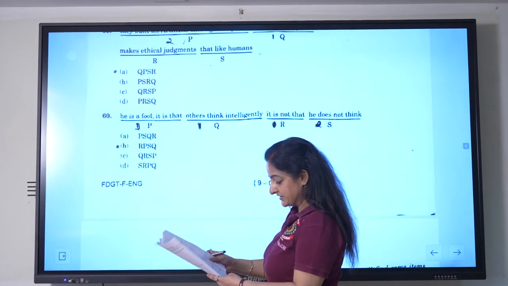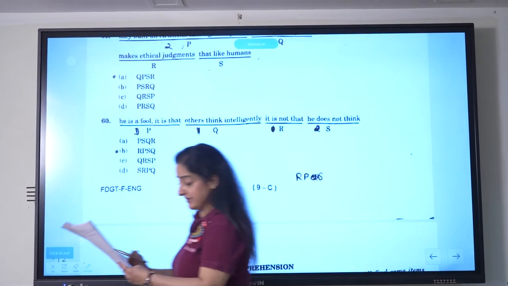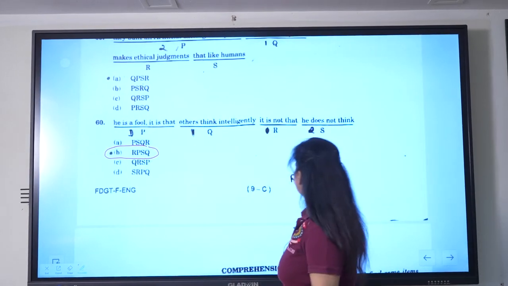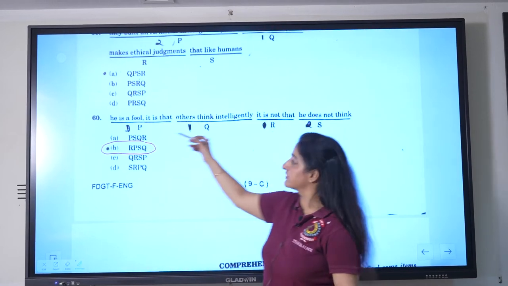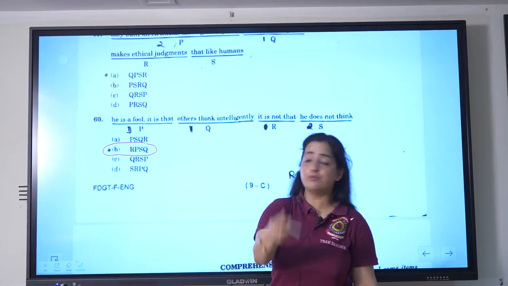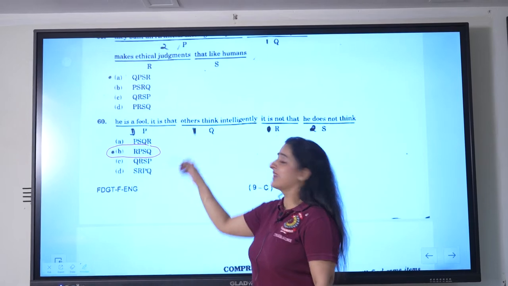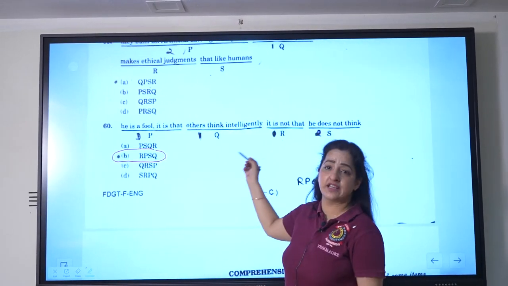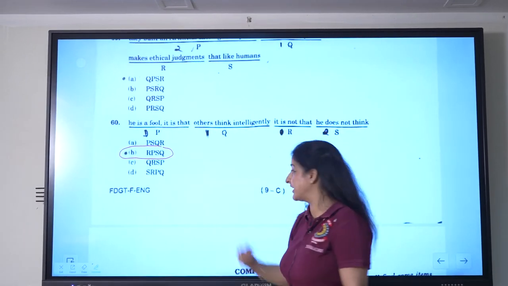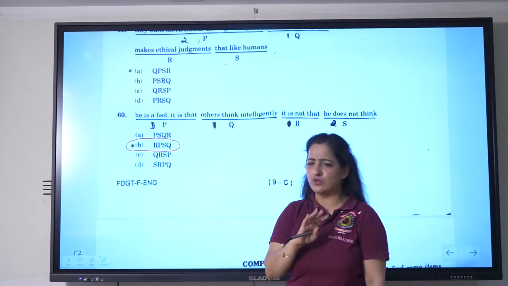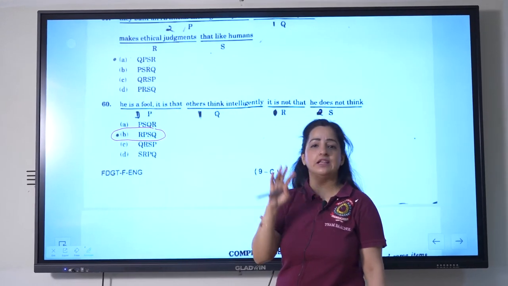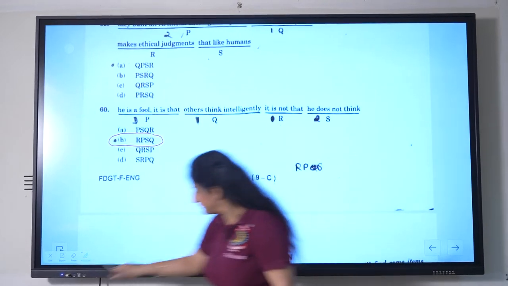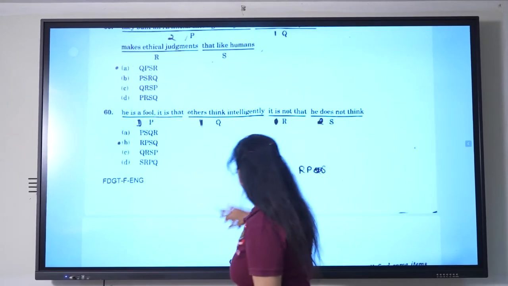Alright. Question 60. The correct answer is Bravo, RPSQ. We read out. It is not that he is a fool. Aisa nahi hai ki wo bevakoof hai. It is that, sach bataya, it is that he does not think others think intelligently. Isko aisa lagta hai ki dusre intelligent nahi hai. So if you somehow just try to get the Indian sentiment or the Hindi sentiment behind it, you'll crack the answer. Alright.